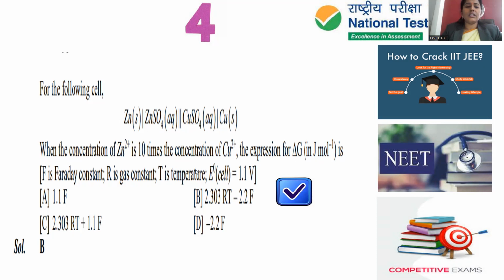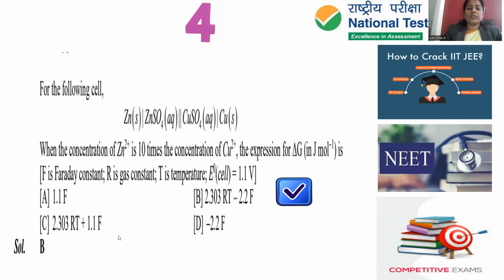The expression of delta G, the change in Gibbs free energy, is to be calculated. For that, F is the Faraday constant known to everyone, that is 96,500 coulombs. R is the gas constant, T is the temperature. All these parameters are part of the Nernst equation, so it is required to be mentioned like this. Delta E naught for the cell: zinc copper is the common galvanic cell whose standard electrode potential is 1.1 volts. The expected answer for this delta G value is 2.303 RT minus 2.2 F. This is the required answer.